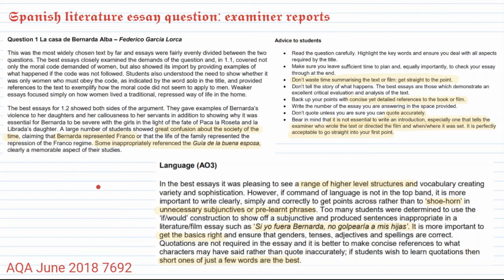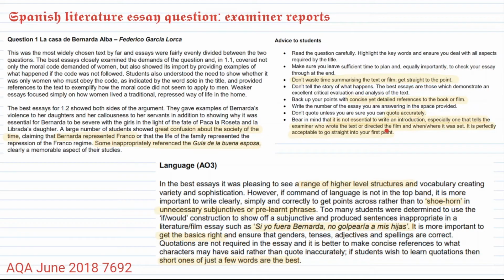For La Casa de Bernarda Alba specifically, you should not link Bernarda to Franco's dictatorship, as Franco's dictatorship started just after the play was written. Looking at the general advice for students in 2018, examiners said to not waste time summarizing the text and instead get straight to the point. Likewise, there is no need for a lengthy introduction explaining the context and who wrote the text, etc. Instead, you can simply get straight into your first point.